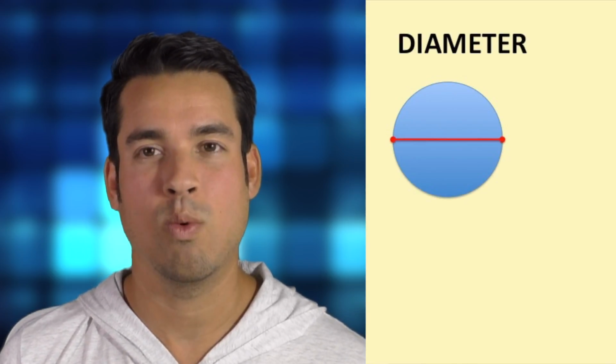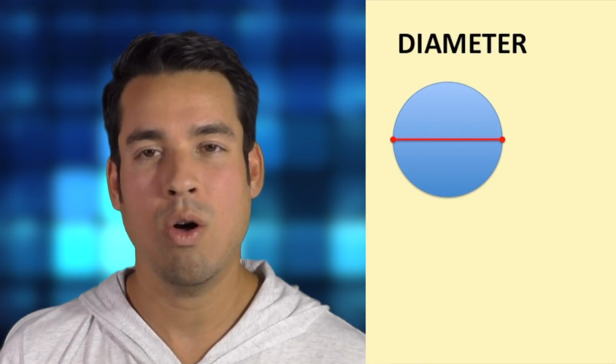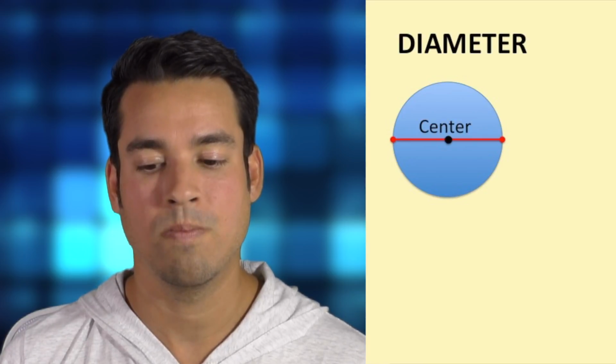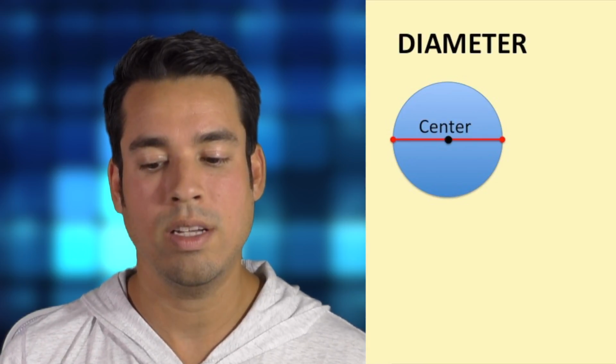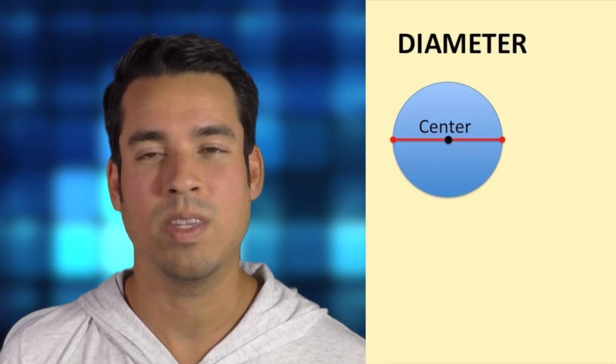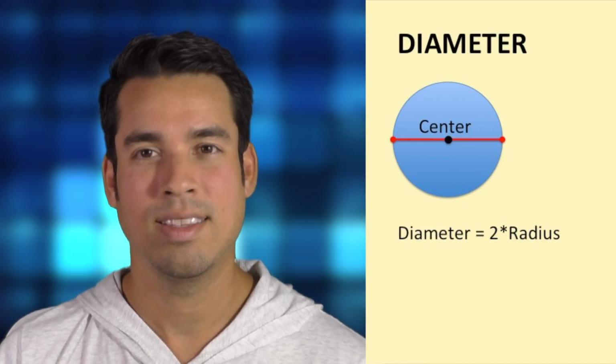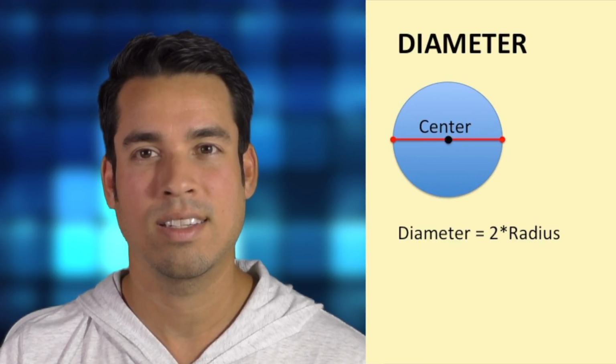The next concept to be familiar with is diameter. So what is diameter? Diameter is simply a line going from one edge of the circle to another edge of the circle that also passes through the center of the circle. And a really interesting thing to note is its relationship with radius: the diameter is 2 times the distance of the radius.